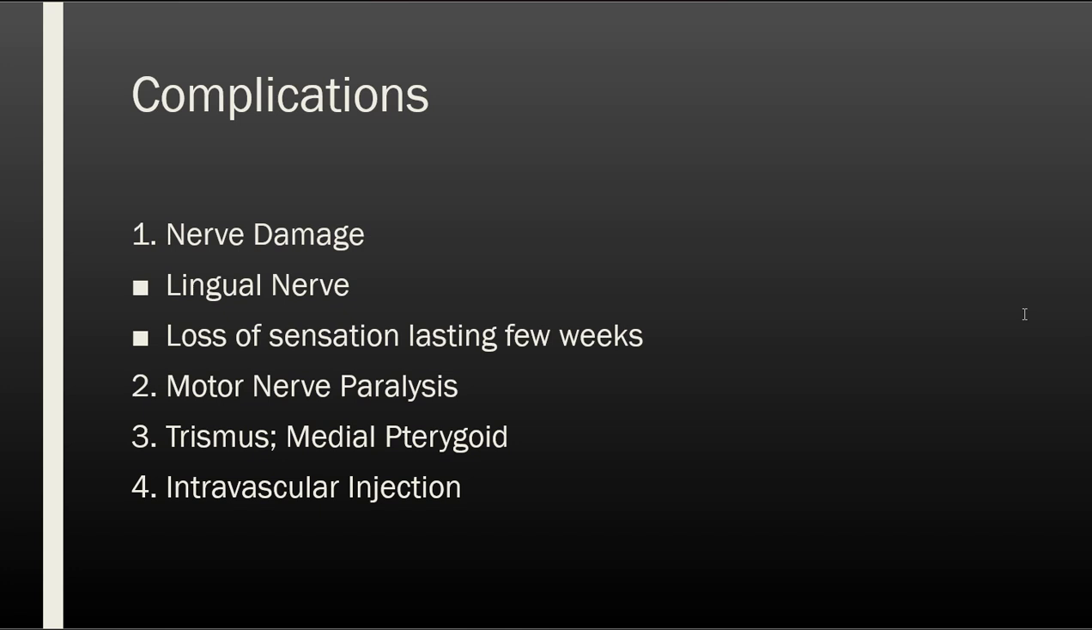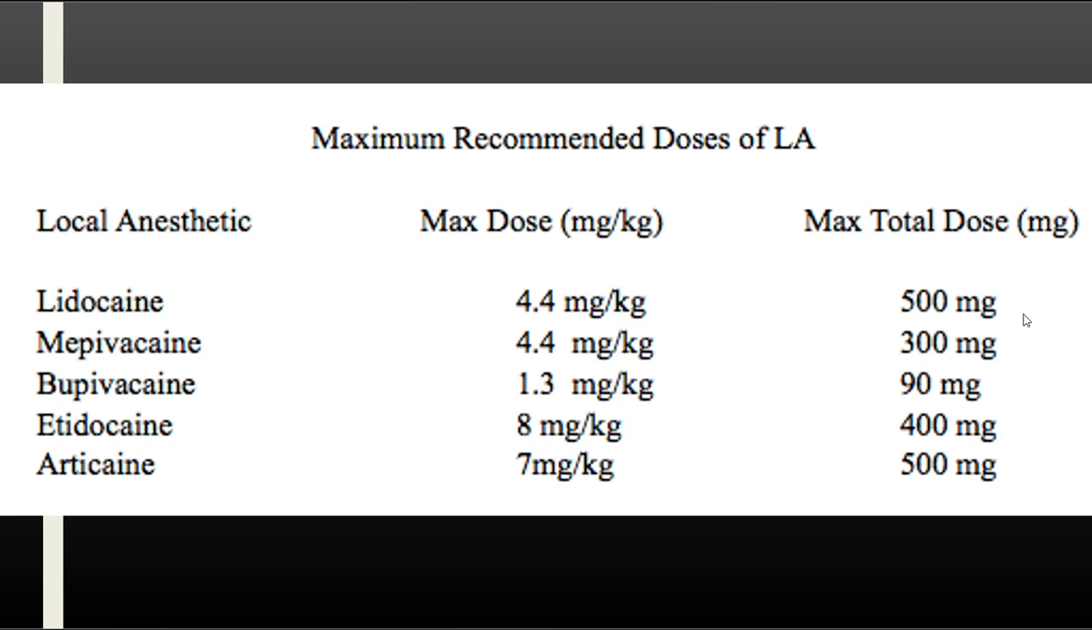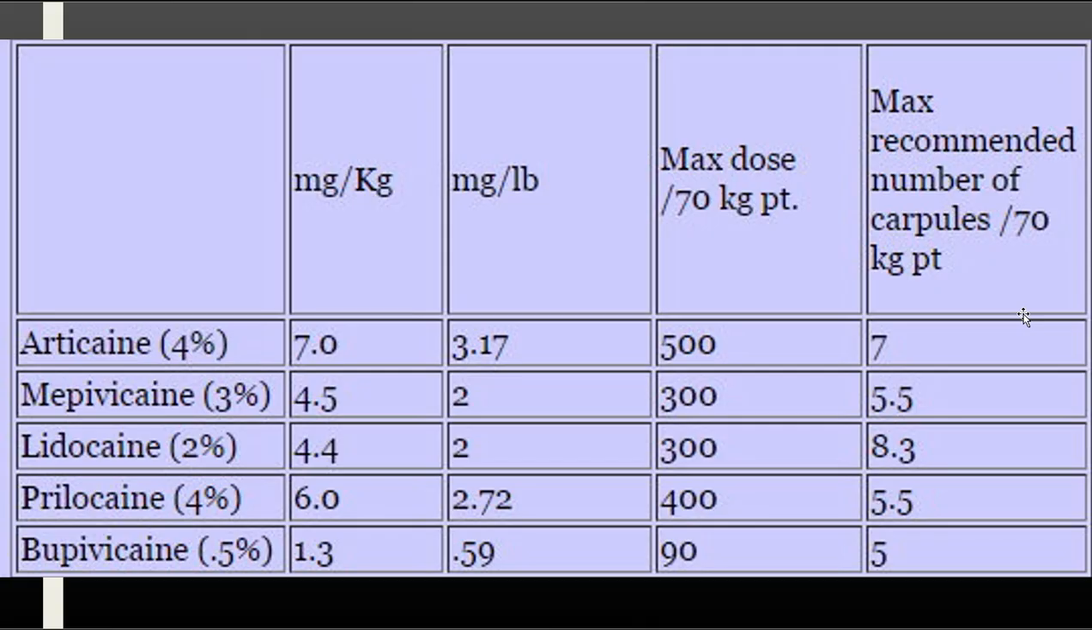Now, complications, we can go for nerve damage or loss of sensation, motor nerve paralysis, trismus, or intravascular injection. Now, we'll talk about these in the complications lecture that will be coming later on. Now, trismus would be due to the medial pterygoid. Systemic complications can be allergy, infection, toxicity, and drug interactions. Now, lidocaine, the maximum dose without adrenaline is 4.4 milligrams per kilogram, same as mepivacaine. Articaine, 7 milligrams per kilogram.